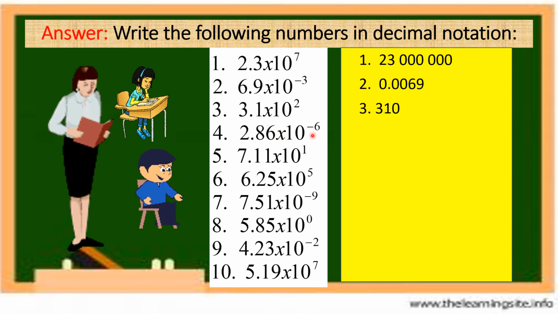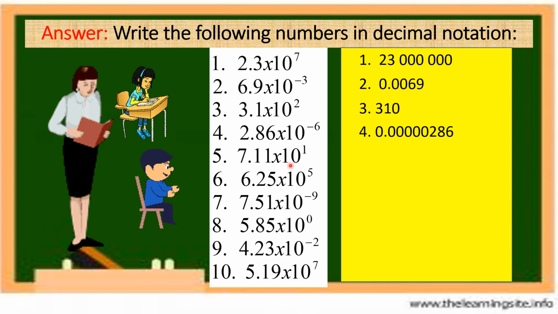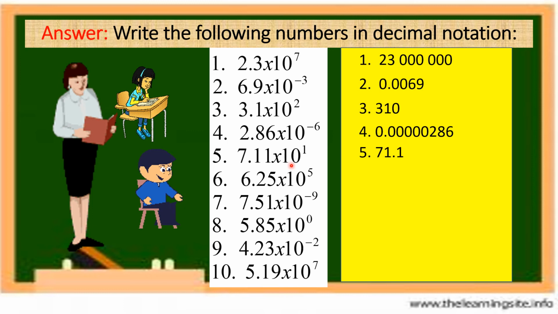2.86 times 10 raised to negative 6. We have already 1. We have 5 zeros before. Then 7.11 times 10 raised to the 1st power is 71.1. 6.25 times 10 raised to the 5th. We have already 2. We have additional 3 zeros.